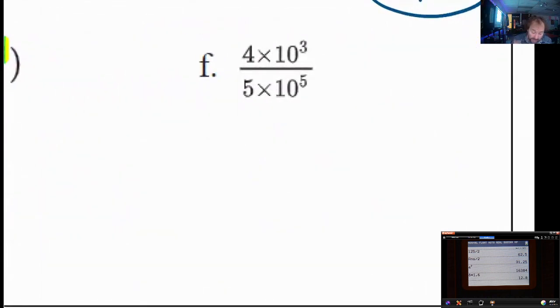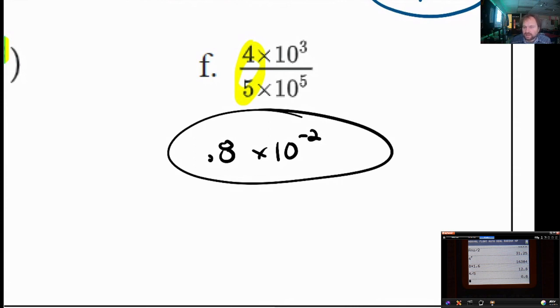Question F is the same kind of game. Just divide your 4 over 5 to get 0.8. And 10 to the 3rd divided by 10 to the 5th becomes 10 to the negative 2nd. And this is the only case today where you are allowed to have a negative exponent. There you go. That's it. That's all I have to say about that problem.